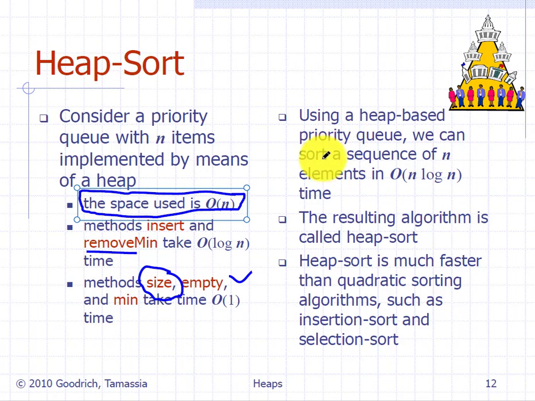Okay, so using a heap-based priority queue, which is what I've shown you here, you can sort a sequence of n elements in O(n log n). Now, how did we get that? There are n items to go into the list and log n to put in each of those n items. So that's going to be n times log n. That's how you can implement it.